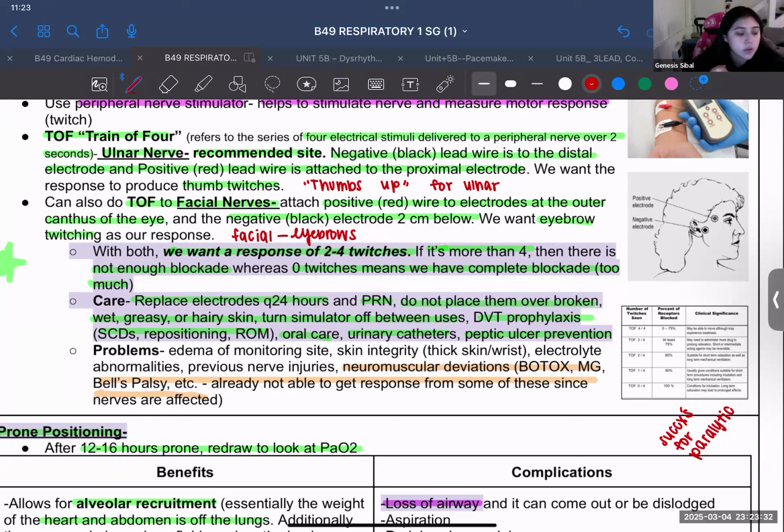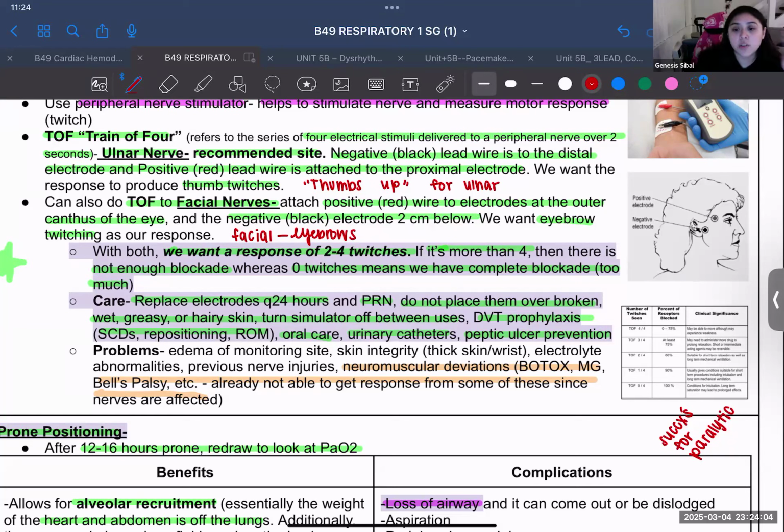So you're going to replace electrodes every 24 hours and as needed. Do not place them over broken, wet, greasy, or hairy skin. I think we all know that. Turn the stimulator off between uses. You're going to put them on DVT prophylaxis, such as SCDs, repositioning them, range of motion, oral care, urinary catheters, peptic ulcer prevention. You guys know all of those things. And then the other thing that we have to kind of monitor for problems, obviously same thing with skin integrity, electrolyte problems, nerve injuries that they might have. And then same things with other neuromuscular deviations.